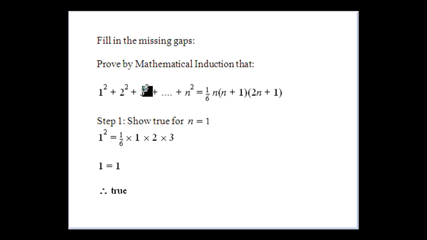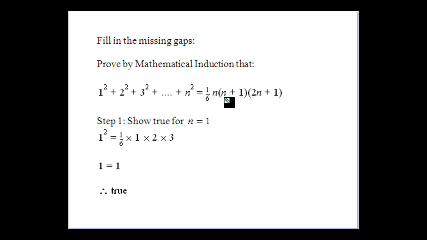1 squared plus 2 squared plus 3 squared through to some number n squared would be equal to this statement, 1/6 of n, n plus 1, 2n plus 1. And listen, we don't know how many terms we've got, but we'll get this general statement. So what we want to do is, if it's true for 1, it's true for 2, it's 3, and so on. It's going to be true for any number.